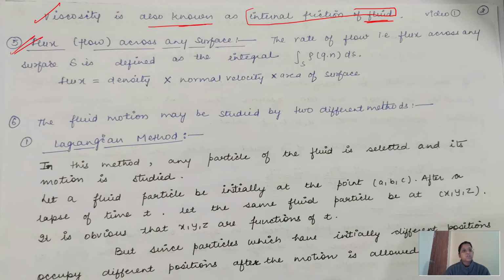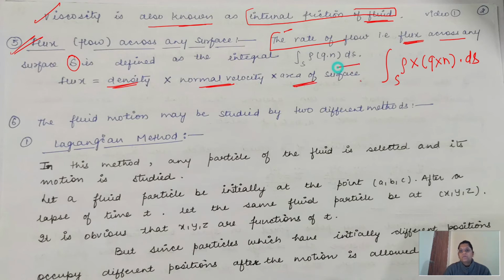Now next definition is flux. Flux across any surface: the rate of flow, that is the flux across any surface S, is defined as the integral over S of density into normal velocity q_n into the small surface area ds. So flux is density into normal velocity into area of the surface. This is the flux.